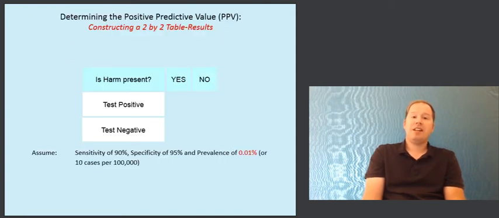So let's see an example of how we would calculate the positive predictive value using the matrix we just saw before, the 2x2 matrix. Let's make some assumptions here so that we can see how this would work with some real numbers. Let's assume the test has a 90% sensitivity. It has a 95% specificity. So this is a very accurate test.